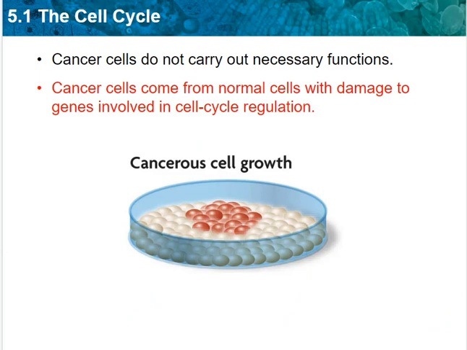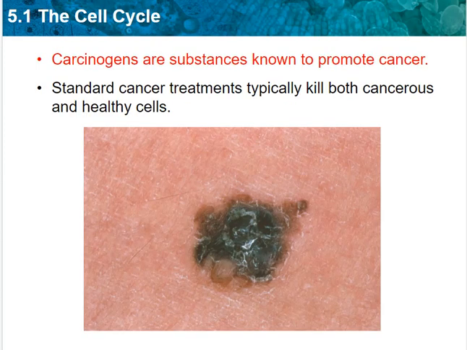So cancer cells do not carry out necessary functions, and cancer cells come from normal cells which have been damaged in some form or another, again through potentially radiation or chemicals. The substances that promote cancer are standardly referred to as carcinogens. Standard cancer treatments typically kill both cancerous and healthy cells, and that's why chemotherapy is so harsh, because it often will kill off the normal cells along with cancer cells.